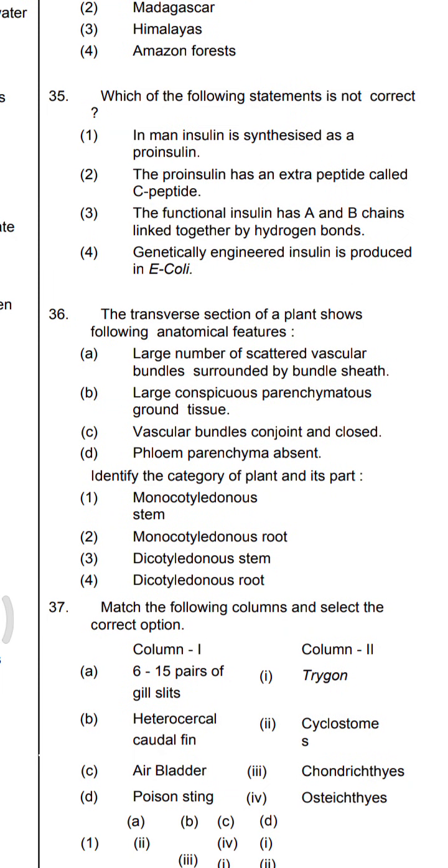36th question. The transverse section of a plant shows following anatomical features. A. Large number of scattered vascular bundles surrounded by bundle sheath. B. Large conspicuous parenchymatous ground tissue. C. Vascular bundles conjoint and closed. D. Phloem parenchyma absent. Identify the category of plant and its part.